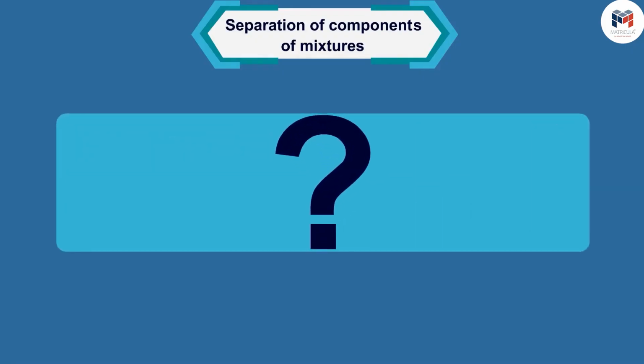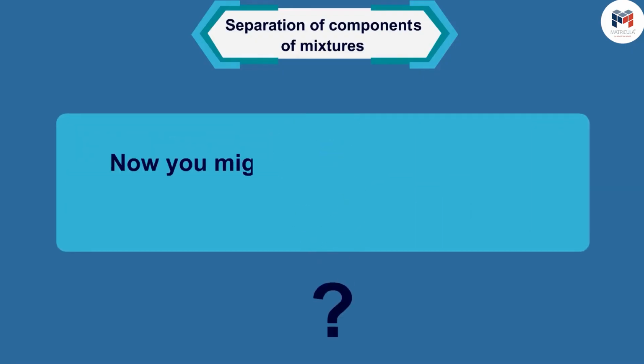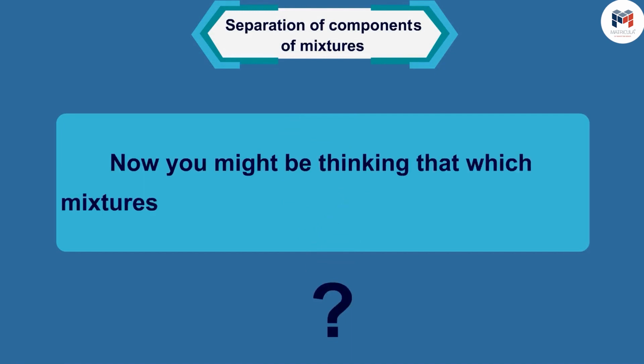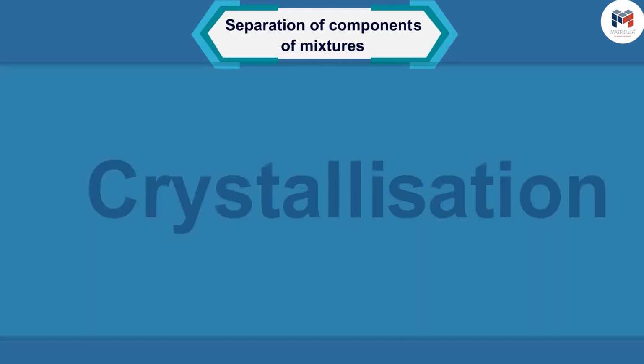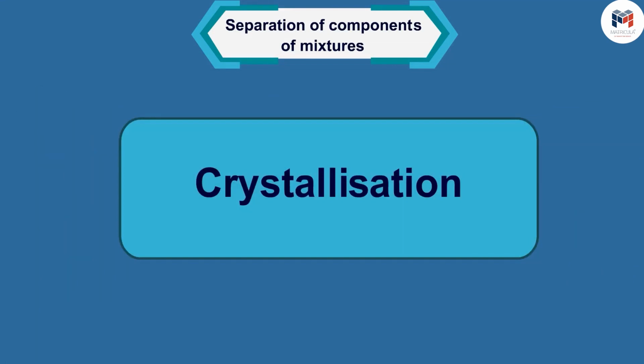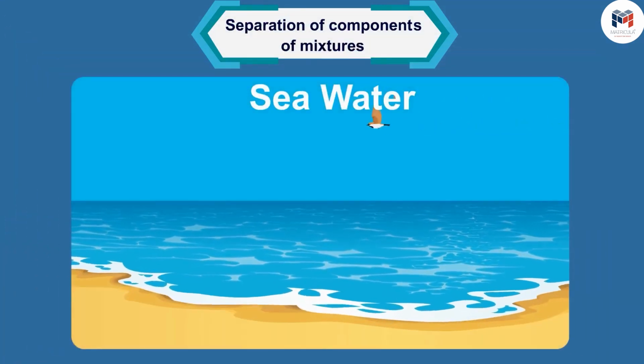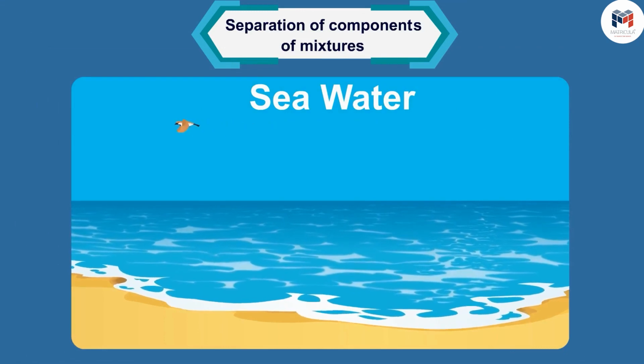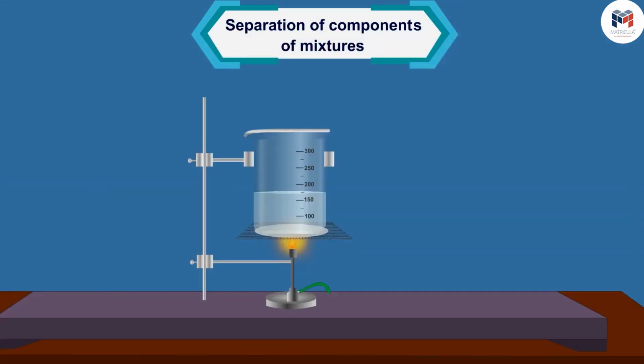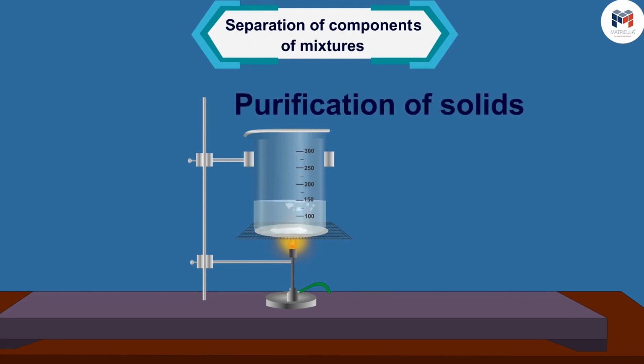Now you might be thinking, which mixtures can we separate by using this process? We can use crystallization to purify salt. For example, when receiving salt from seawater, it may contain many impurities. The crystallization method is used to remove these impurities. Crystallization is the method by which pure solids in the form of crystals are separated from the solution.